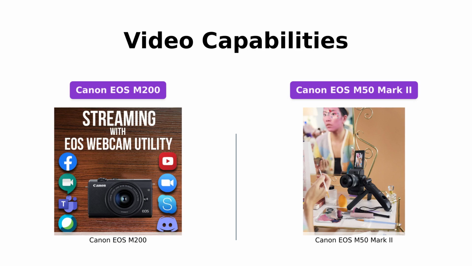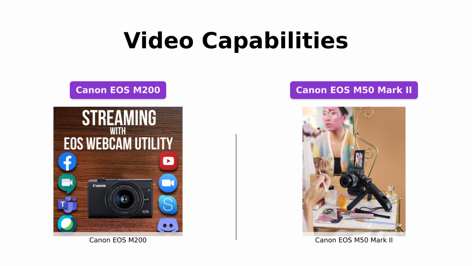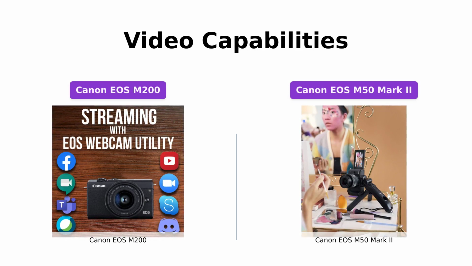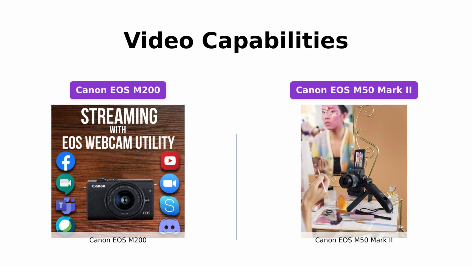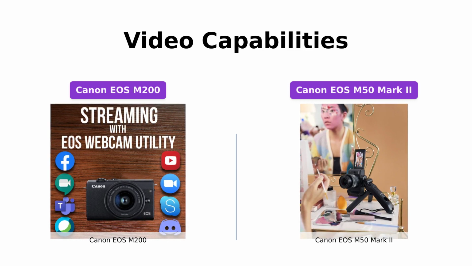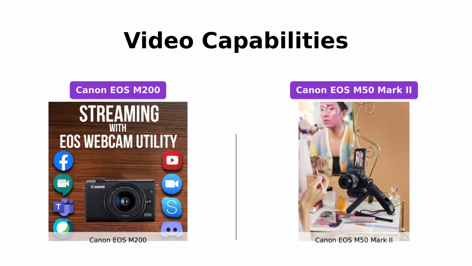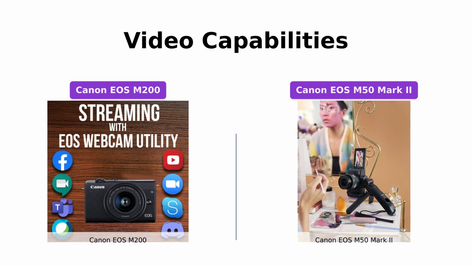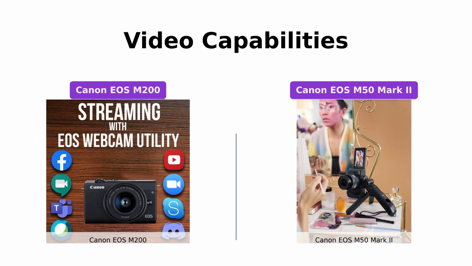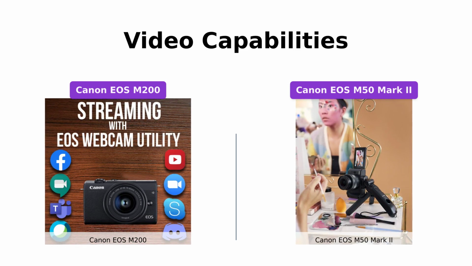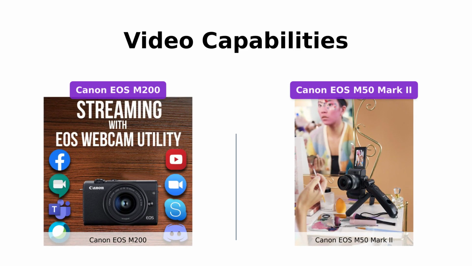If you're into videography, both cameras have some fantastic features. The Canon EOS M200 offers 4K video and 4K time-lapse movie capabilities, enabling you to capture stunning footage. Similarly, the Canon EOS M50 Mark E supports 4K UHD 24p and HD 120p slow-motion recording, giving you creative flexibility. Whether you're a vlogger or a content creator, these cameras have you covered.